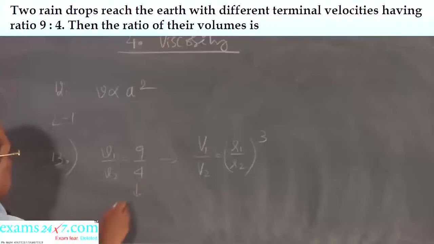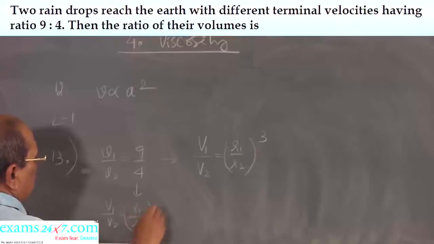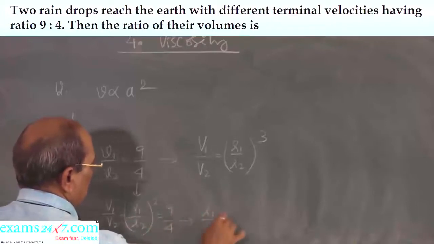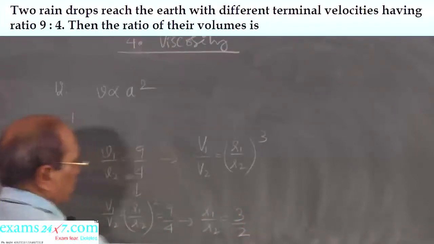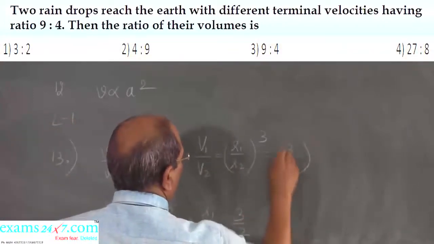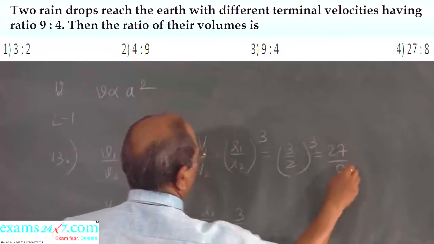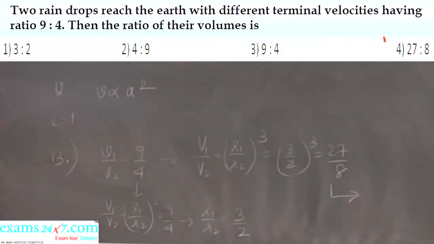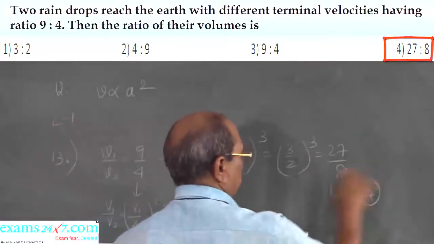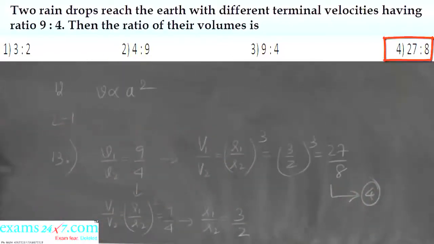But the velocity ratio can be written as (R1 by R2) whole squared, which is equal to 9 by 4. Therefore, R1 by R2 is 3 by 2. So if I substitute R1 by R2 as (3 by 2) whole cubed, this becomes 27 by 8, the answer. We found the volume ratio from the velocity ratio. From terminal velocity, find the radius ratio, substitute here, and get the final answer as 27 by 8, the fourth option. It is under level 3.